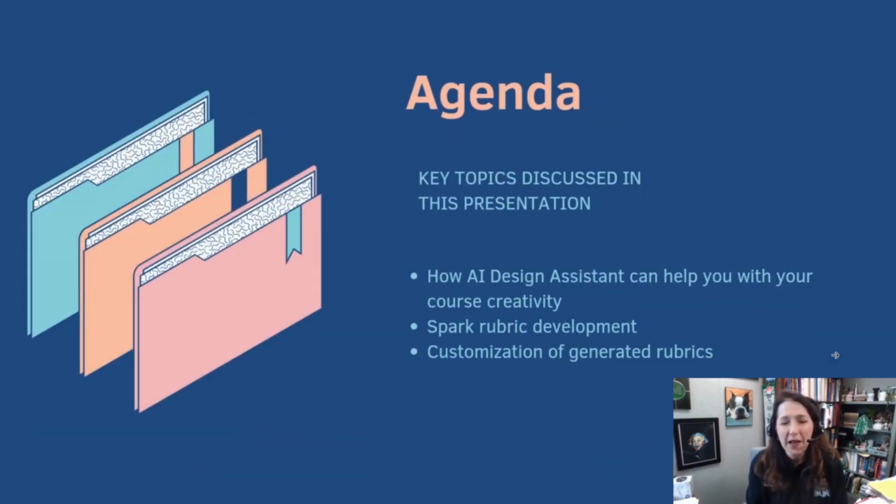All right, so what we're going to cover today, we're going to just talk in general about the AI design assistant. We're going to look at how you would create a rubric, so we'll actually go into Blackboard, and then how you would customize that.